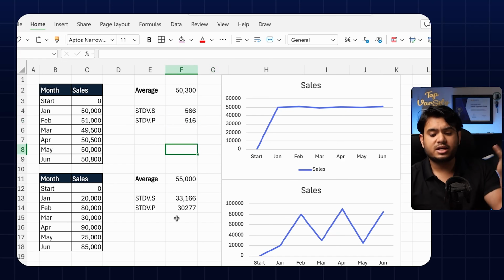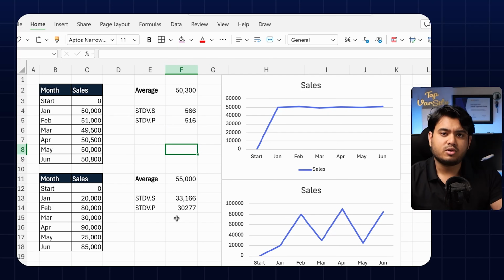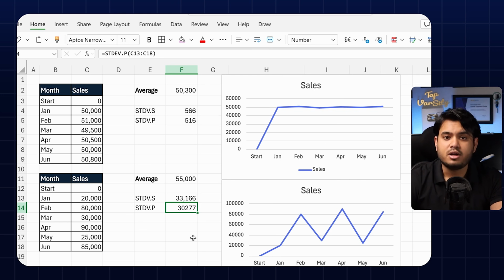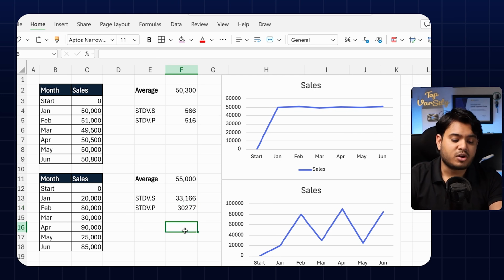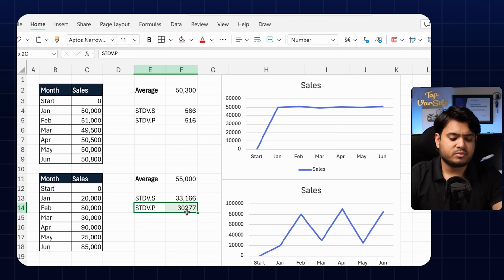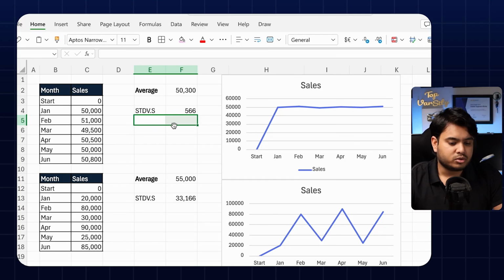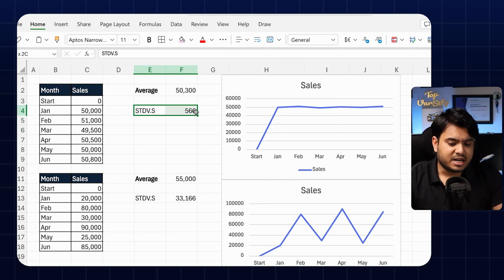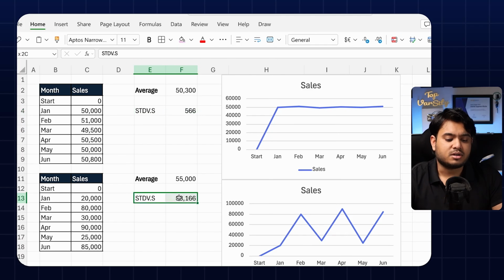Now how will you consider whether your data is volatile or not, whether the data has very high volatility or not? How will we decide? For that we have a simple formula. Whatever we have here, you can see, this is our standard deviation. I am removing this, we don't need this. You can calculate according to your choice, using standard deviation sample or population.